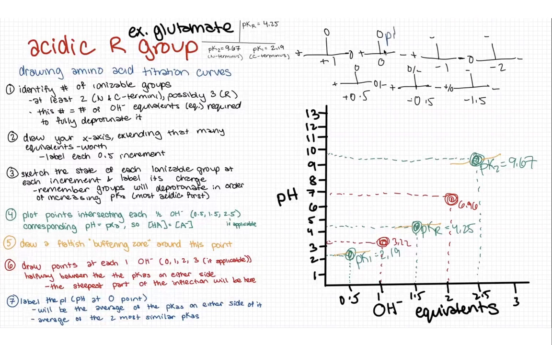this point. And this point is going to correspond to where we have 1 OH equivalent. This is going to be our PI here. And so we can find it mathematically by taking the average of our two closest pKa's. In this case, our pK1 for a carboxylic acid in the backbone, which was 2.19, and our pKr for the side chain carboxylic acid, which was 4.25. So this is going to be our PI here, which is going to be equal to 3.22. So I can go ahead and label this as my PI.